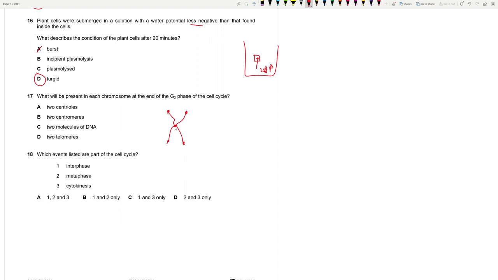So what are we expecting here? We'll be having two molecules of DNA. Okay, this is the correct thing. Why? I'll tell you. Because this hasn't happened yet. This will happen in prophase.